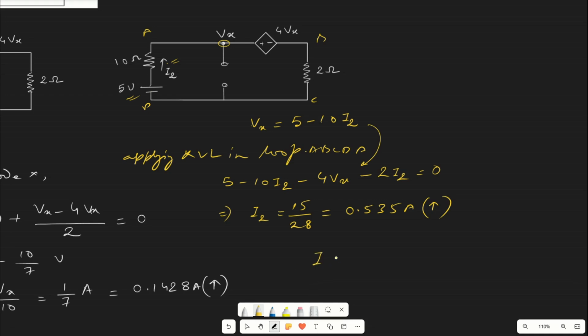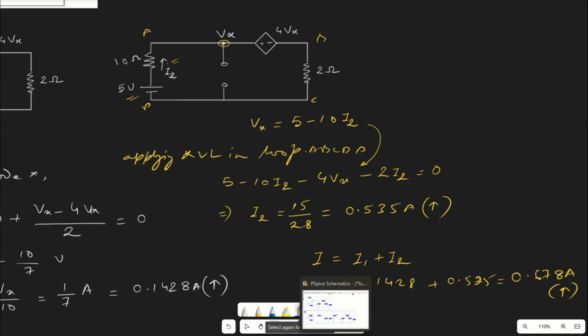So the main current I1 will be the algebraic sum, so it will be 0.1428 plus 0.535, which equals 0.678 ampere in the same direction. So this is the current after applying the superposition theorem. We have obtained this current.